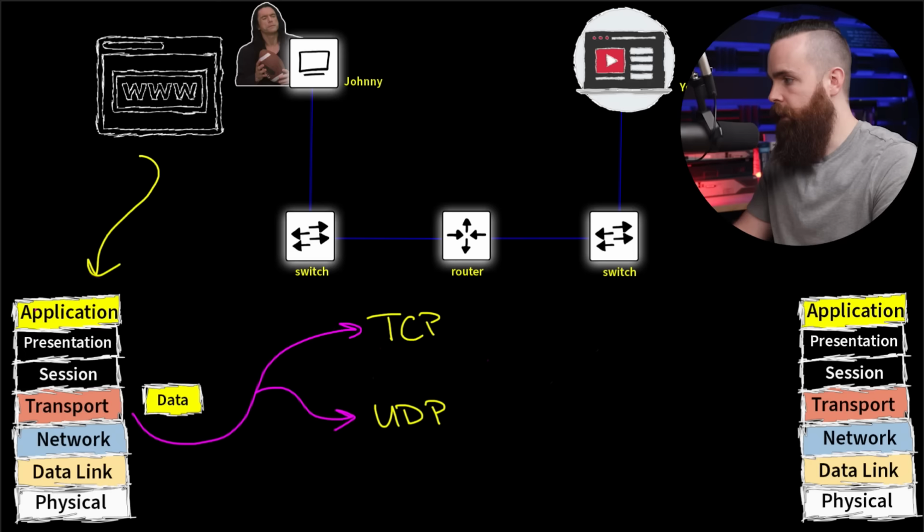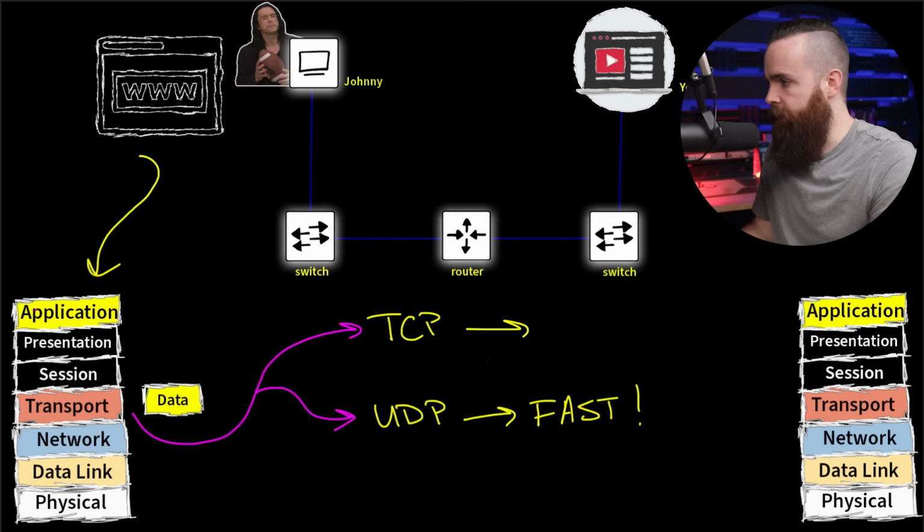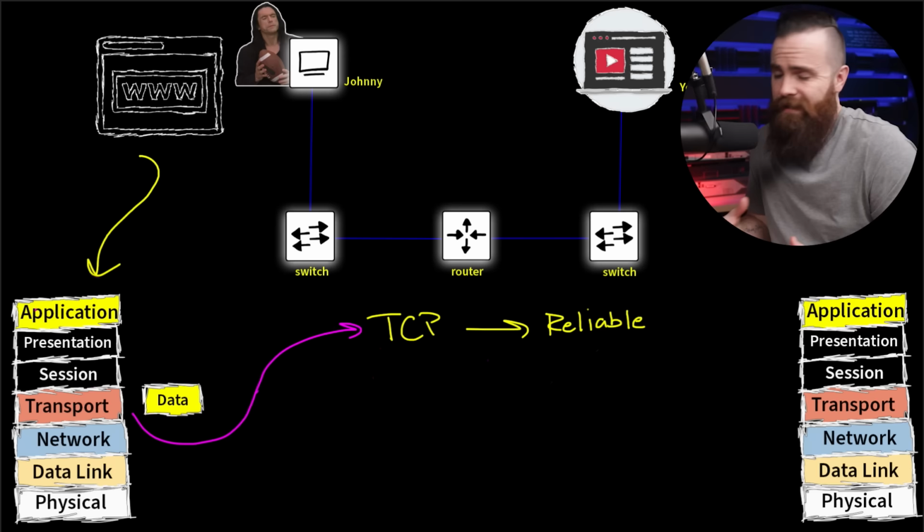If we want it fast, that's going to be UDP. If we want to make sure it reliably gets there, it's going to be TCP. Let's take a look at TCP first. Let's say we do want to get our stuff there reliably. The reason it's so reliable is because TCP is kind of naggy.